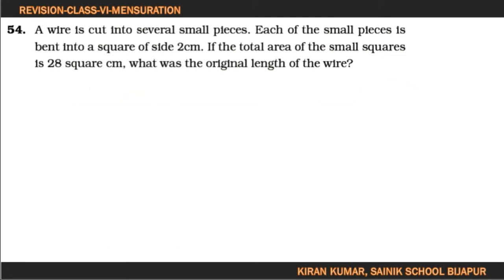Next question, question number 54. A wire is cut into several small pieces. Each of the small pieces is bent into a square of side 2 centimeter. If the total area of the small squares is 28 square centimeter, what was the original length of the wire?